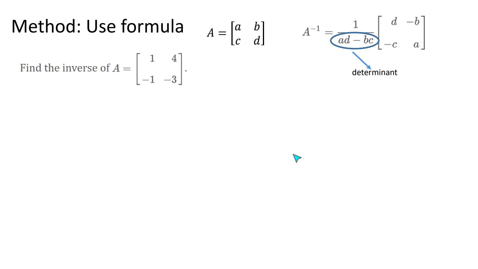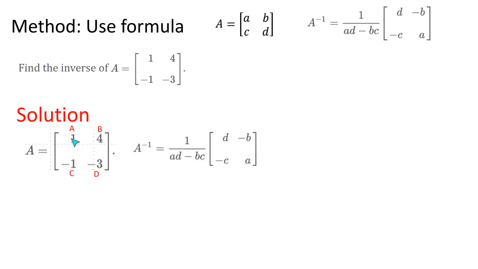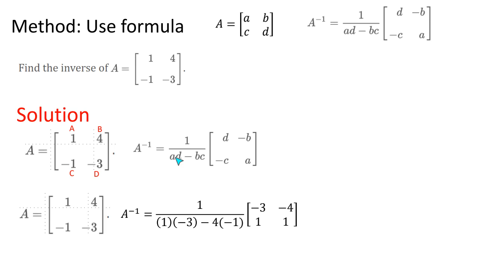So if we look at this example, notice this is just A, B, C, and D. So my inverse is going to be, I always like to write the formula down, and it's just substitute these values. So we have A times D, which would be 1 times negative 3, and B times C, which is 4 times negative 1. Then we're going to switch D and A. So notice here I have A is 1, D is negative 3. So if I switch them, negative 3 and 1, then we're going to switch the signs. So a positive 4 is now going to be a negative 4, and a negative 1 is now going to be a positive 1.